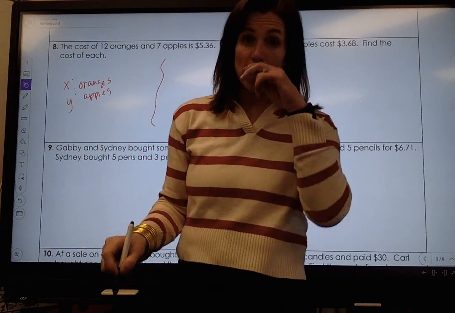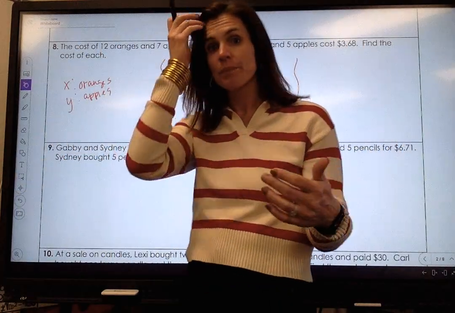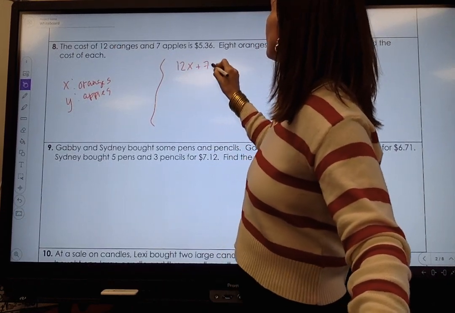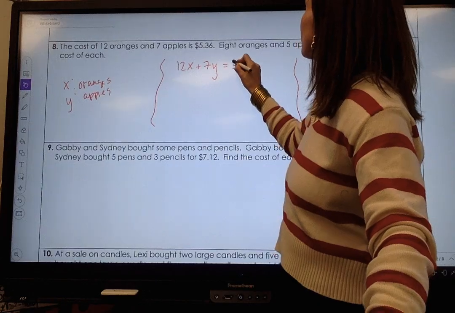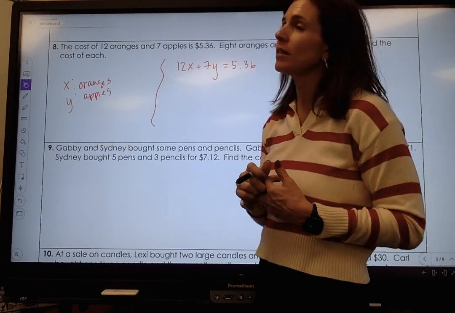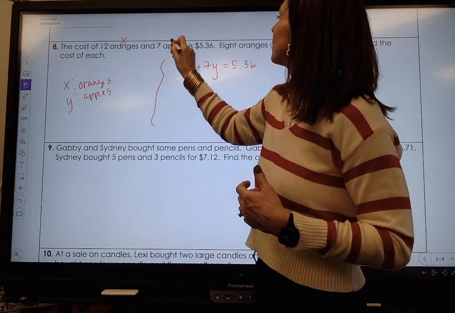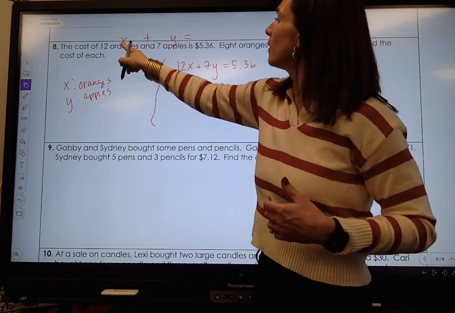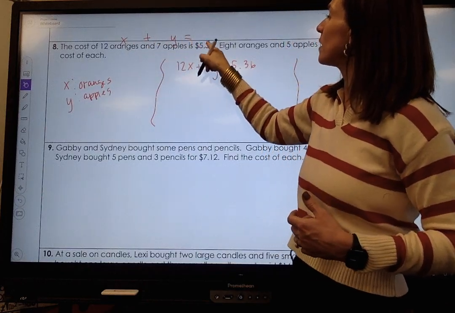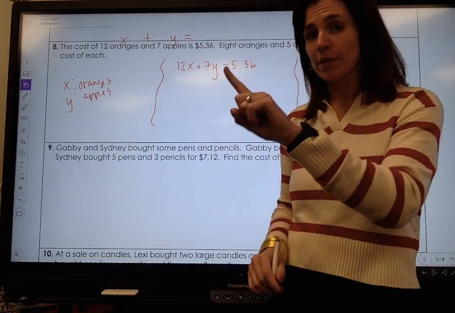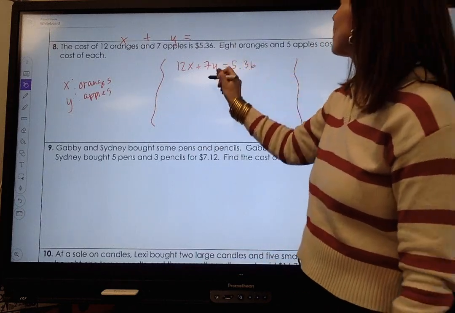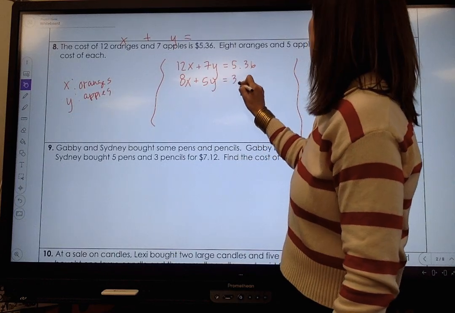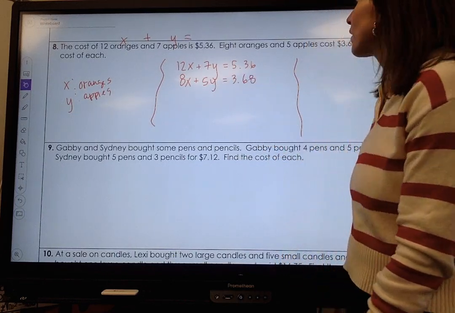Now, two different objects means standard form. So 12 oranges and 7 apples is $5.36. That is a literal equation. X is oranges, y is apples, and "and" means addition. 12 oranges and 7 apples is $5.36. Literal translation. That's my first equation. My second equation says 8 oranges and 5 apples cost $3.68. Find the cost of each.